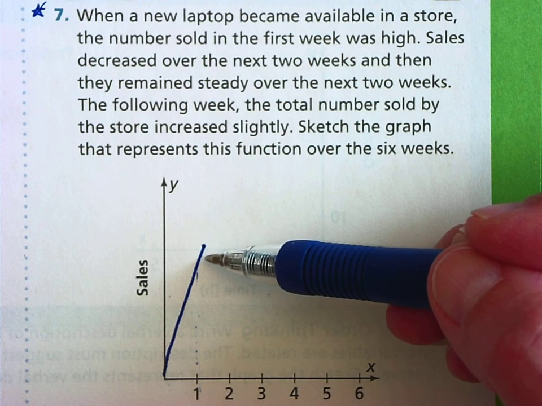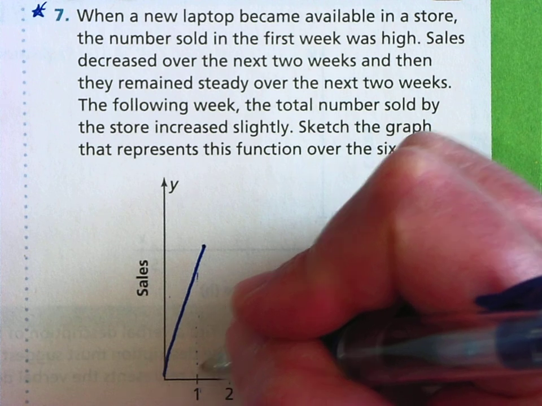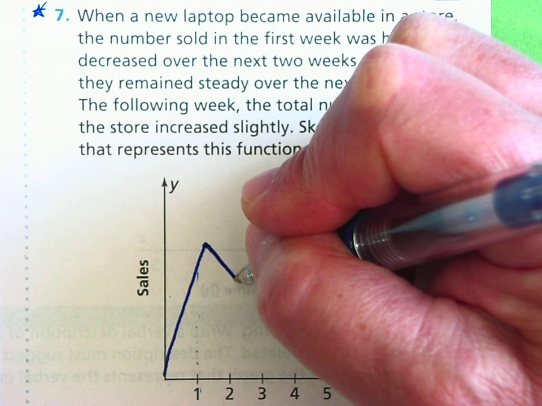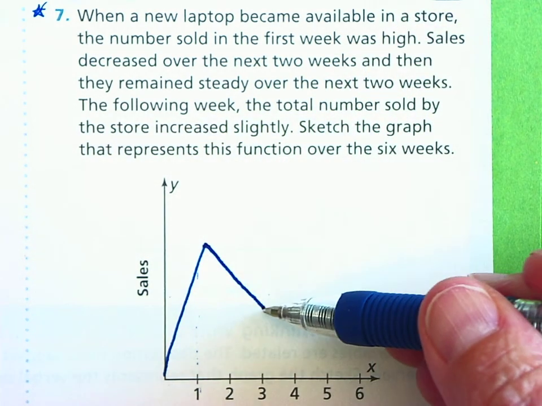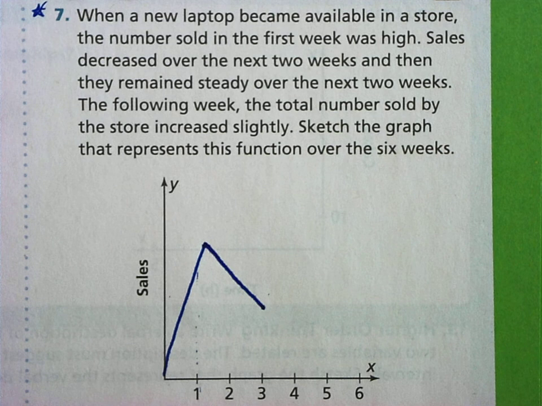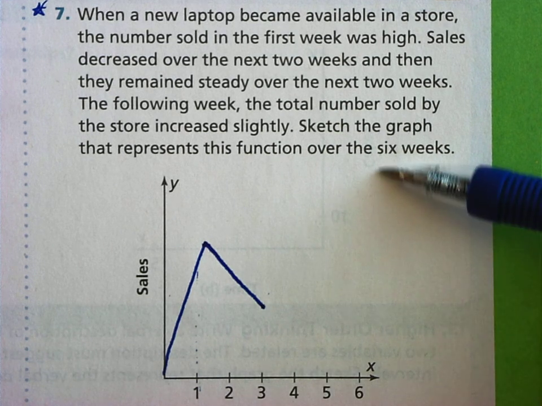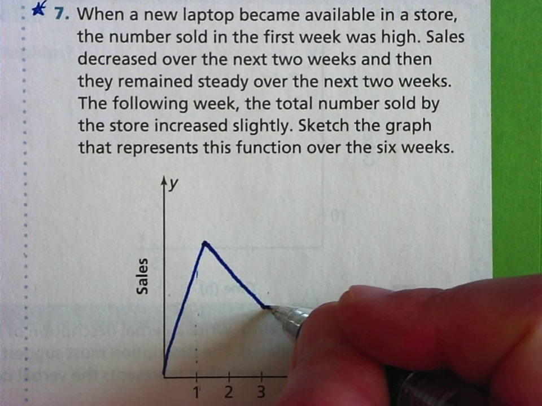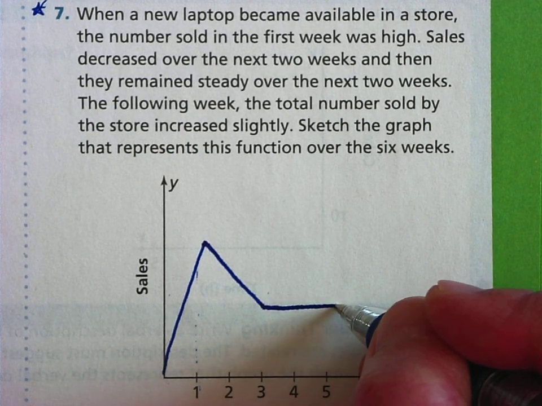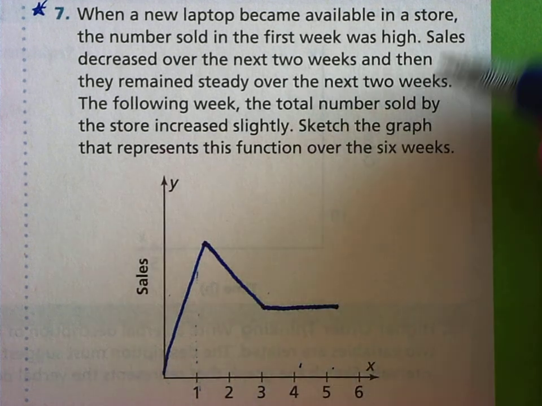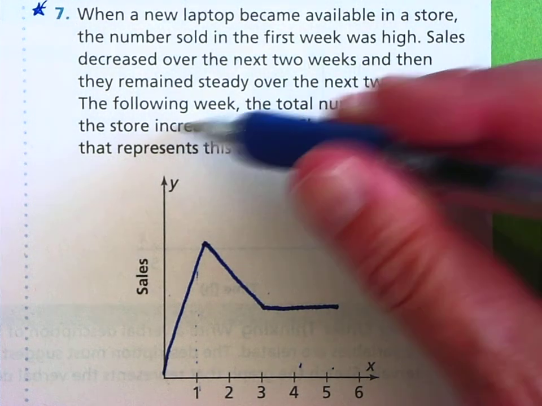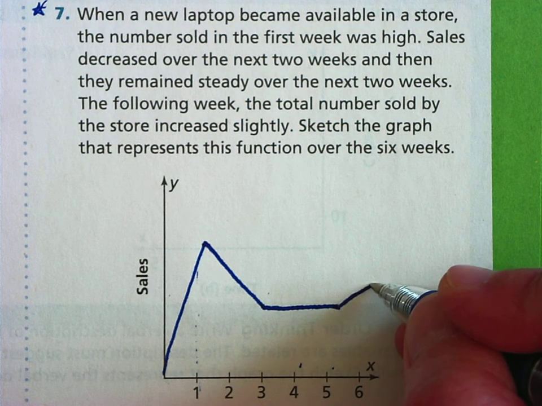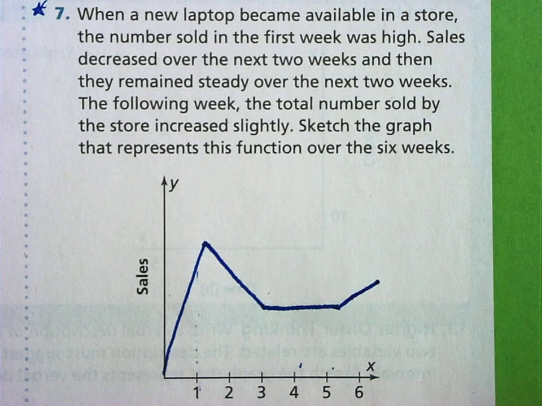And then it says sales decreased over the next 2 weeks. So for the next 2 weeks, so week 2 and week 3, we have to show this line going down, decreasing, and then stopping at week 3. And then they remain steady over the next 2 weeks. So remaining steady means now a constant line, weeks 4 and 5. And then the following week, the total number sold by the store increased slightly. So then we show a line going up just slightly, not too sharply, over that next week.